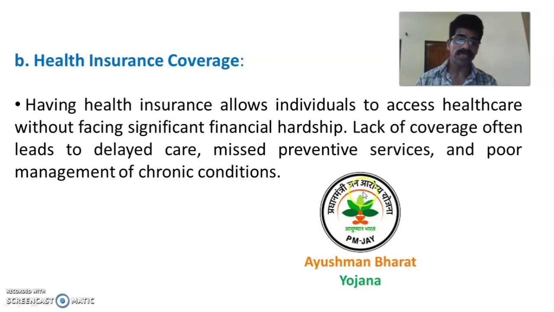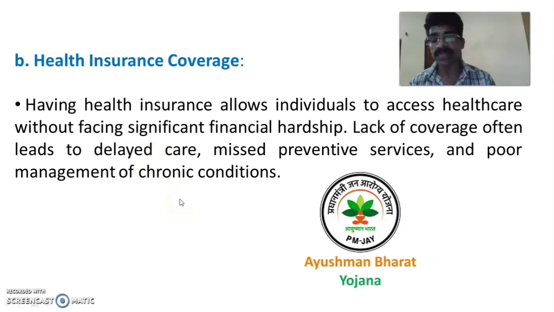So in 2018, the Government of India introduced the Ayushman Bharat Yojana health insurance coverage for families, that is, 5 lakh rupees coverage per family. So that is the government health insurance. Lack of coverage often leads to delayed care. Those who do not come under Ayushman Bharat coverage or other government health insurance coverage get delayed.